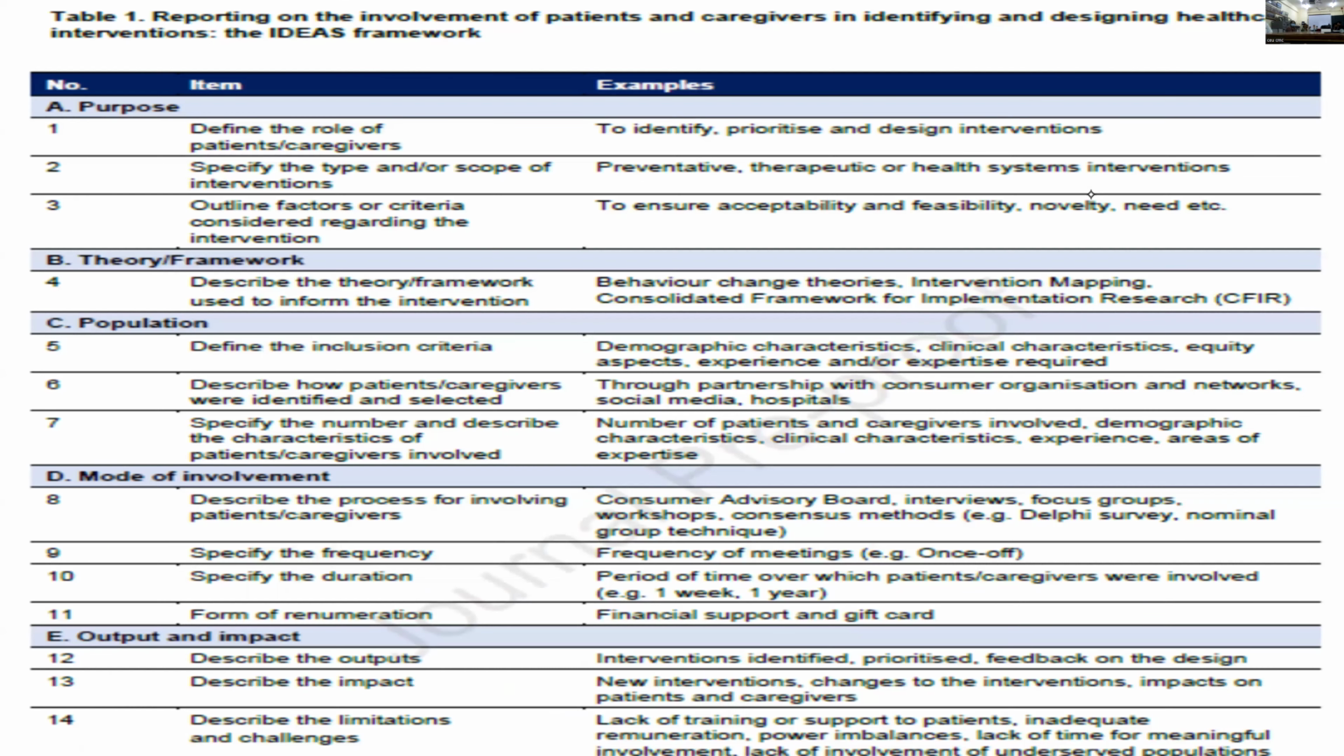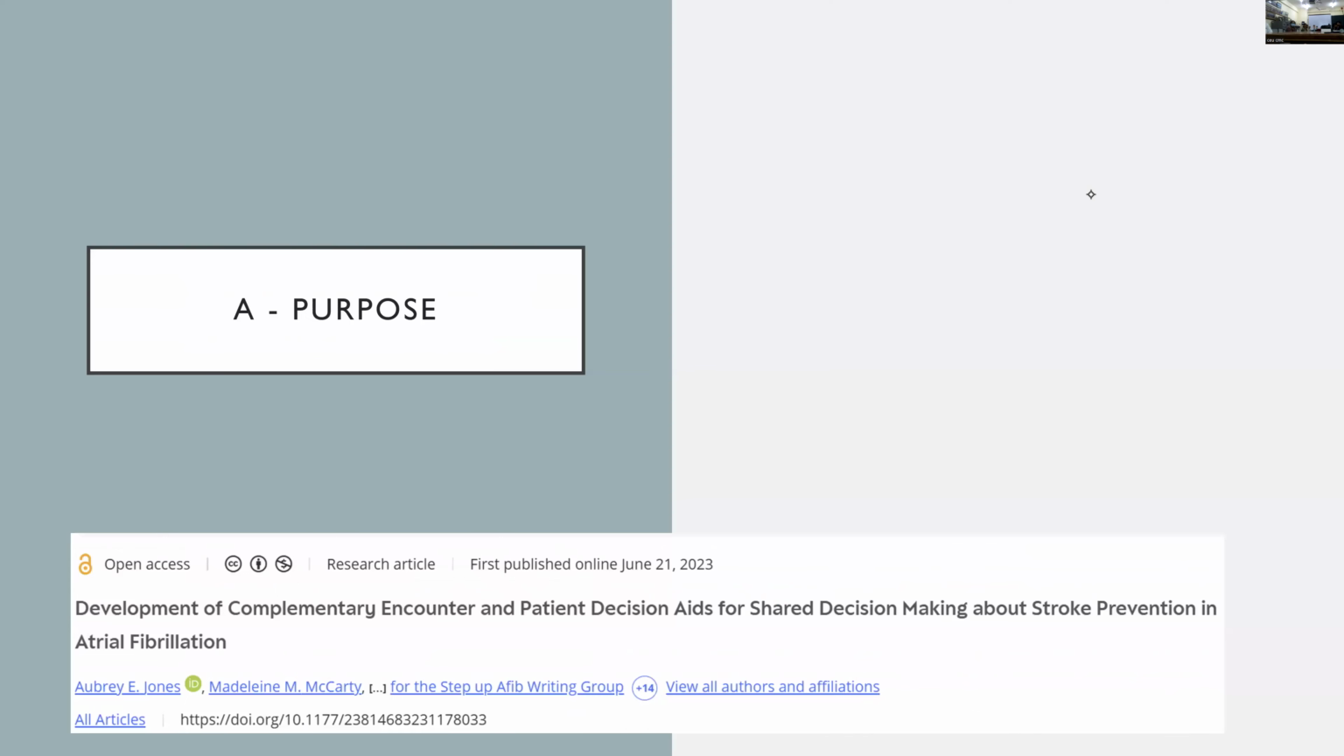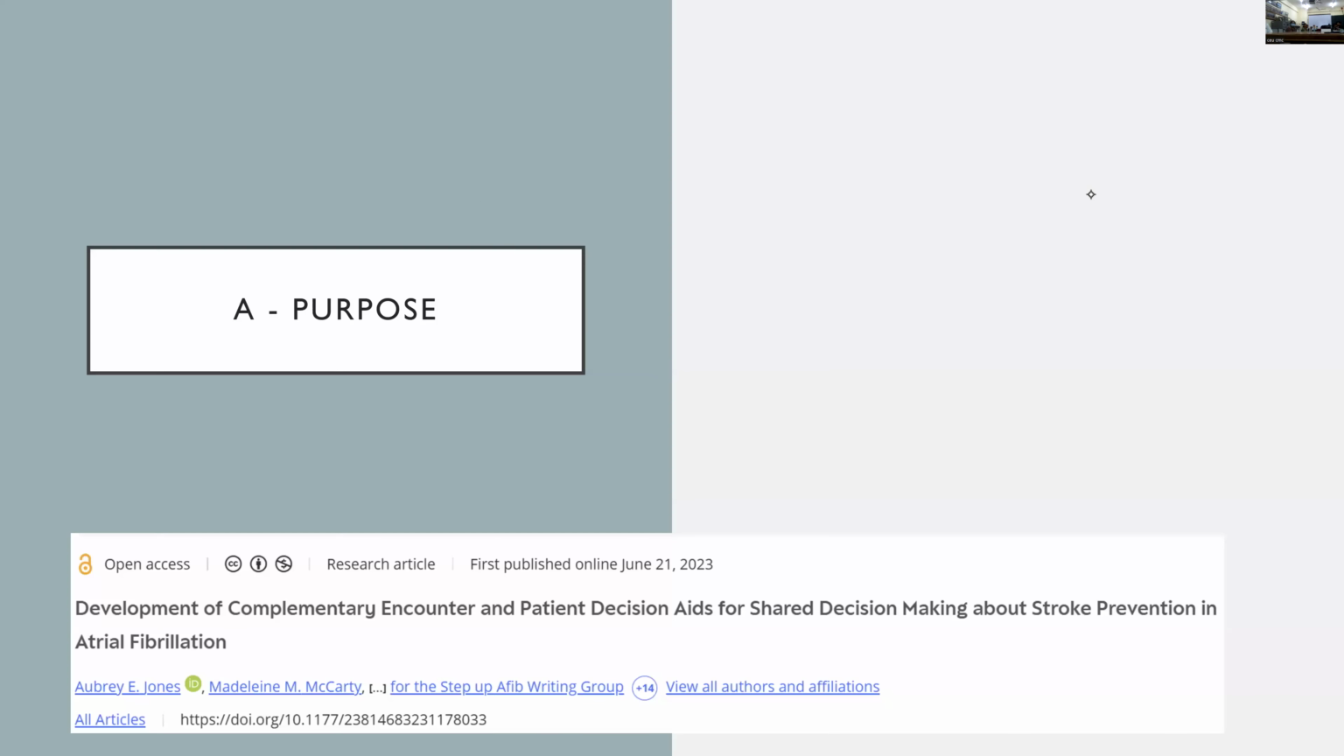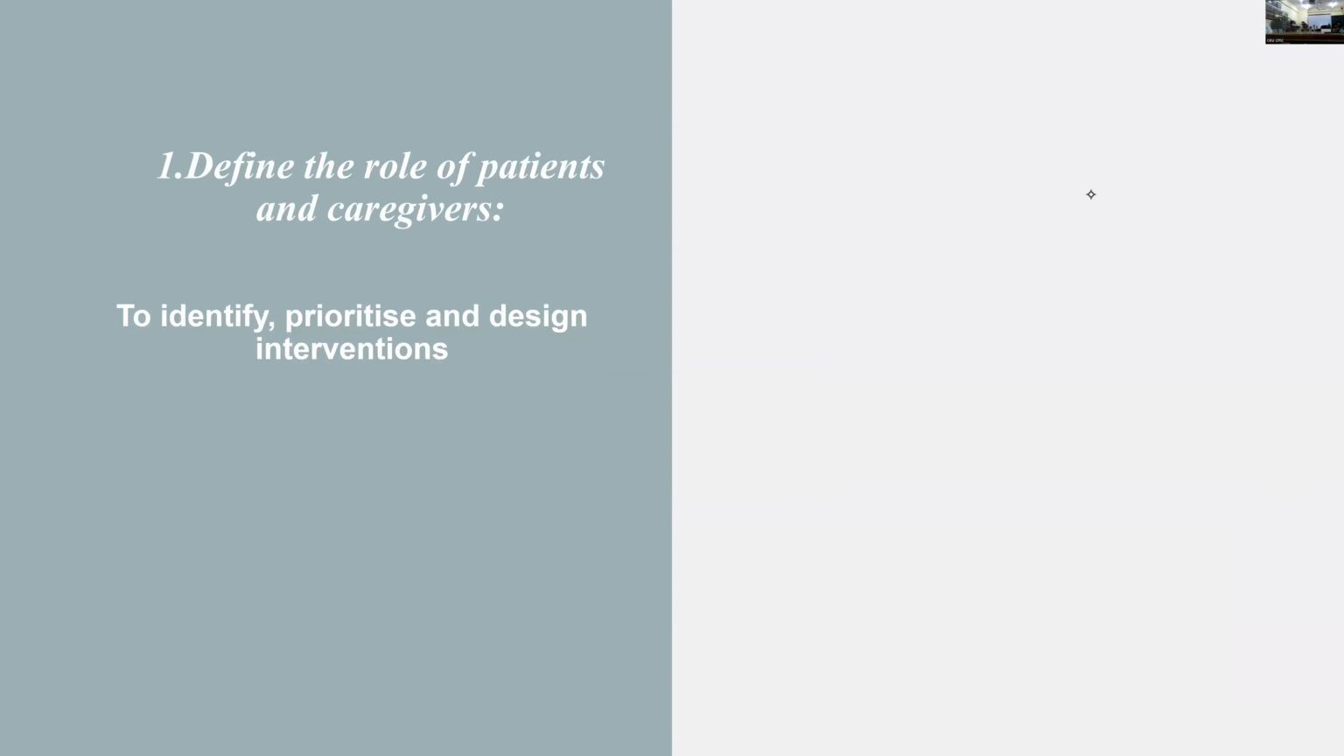Coming to the checklist, 14 items and the 5 domains. The first domain is purpose. I will be covering both studies, the development study and the RCT. The first item is define the role. Have they defined the role of the patient and caregiver? That is, where they're involved in identifying the intervention or designing the intervention.